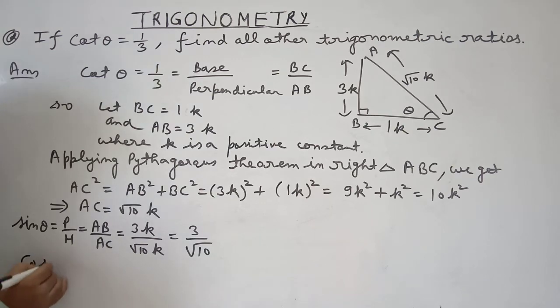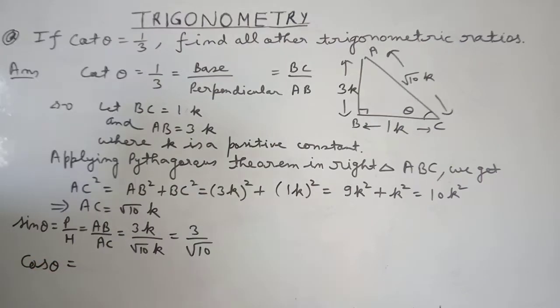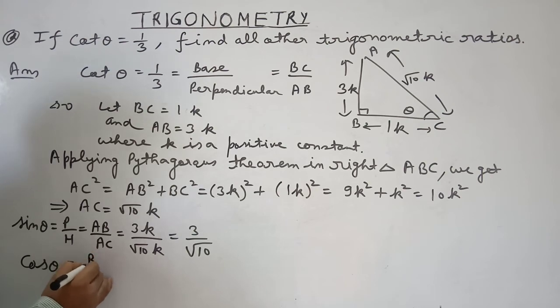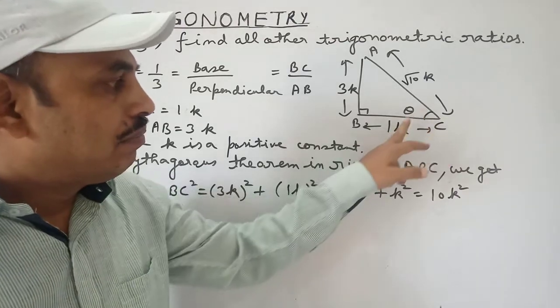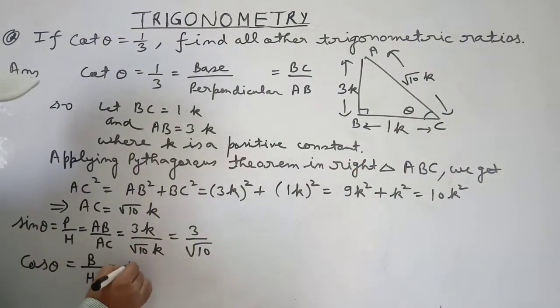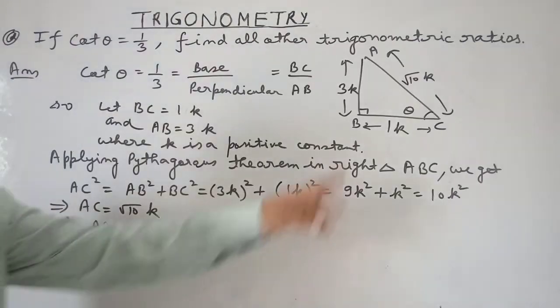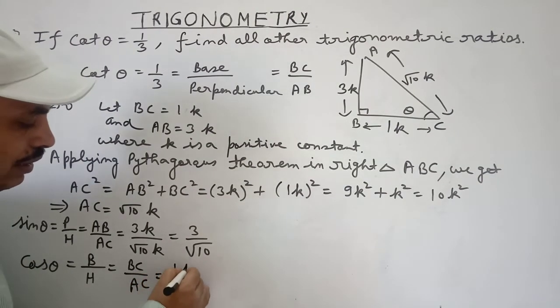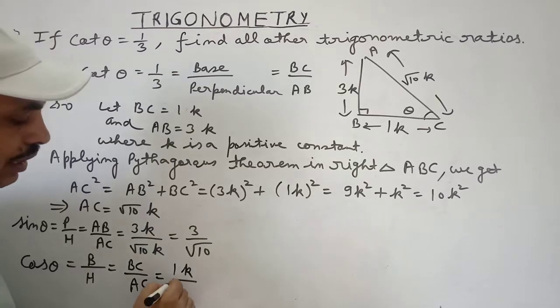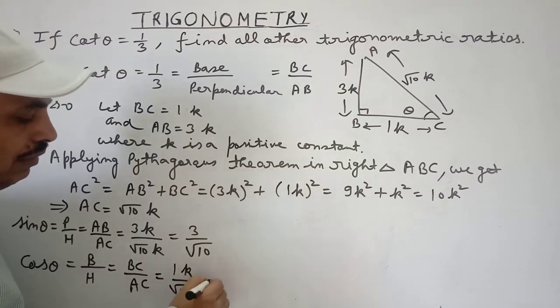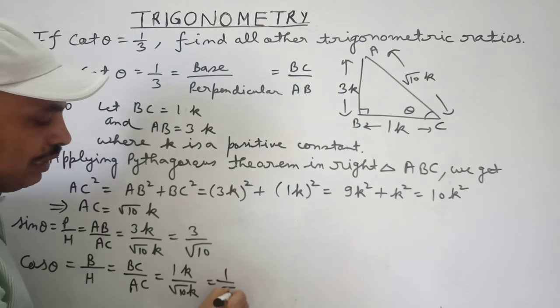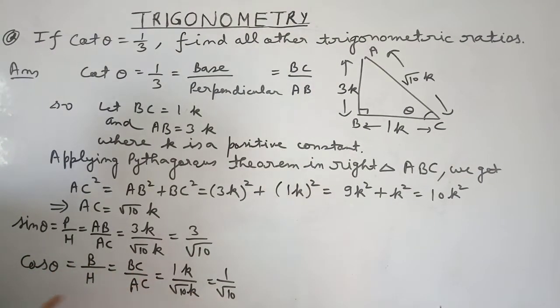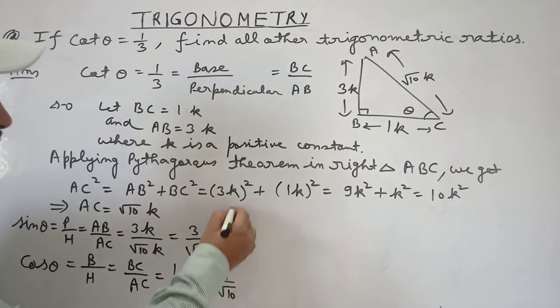Similarly, cos theta equal to base upon hypotenuse. For this angle, base is BC. Hypotenuse is AC. So BC upon AC. What is BC? BC is 1K. And what is AC? AC is root 10K. K will cancel K. So 1 upon root 10. So sin theta is 3 upon root 10. Cos theta is 1 upon root 10.